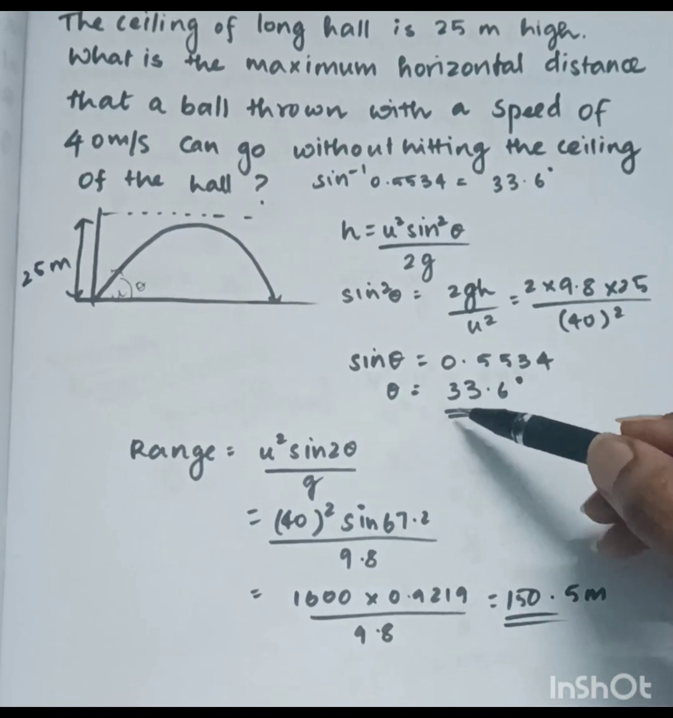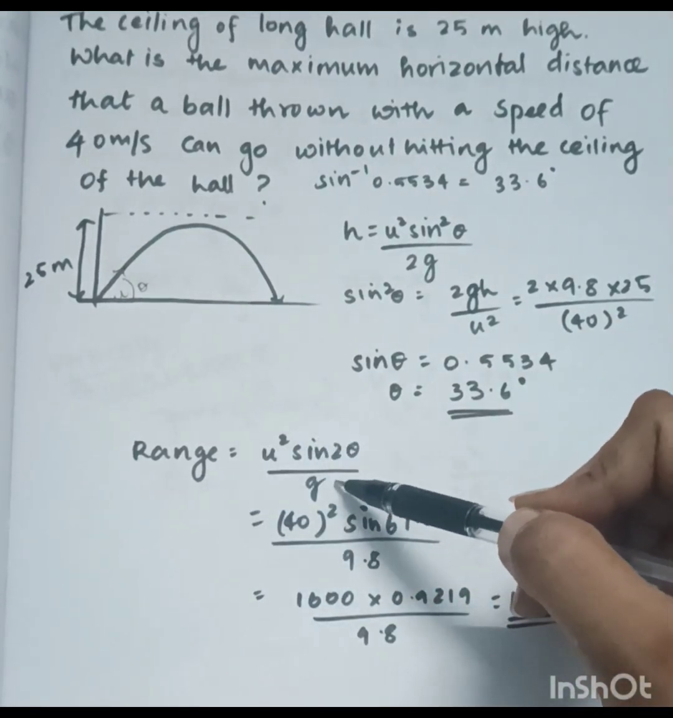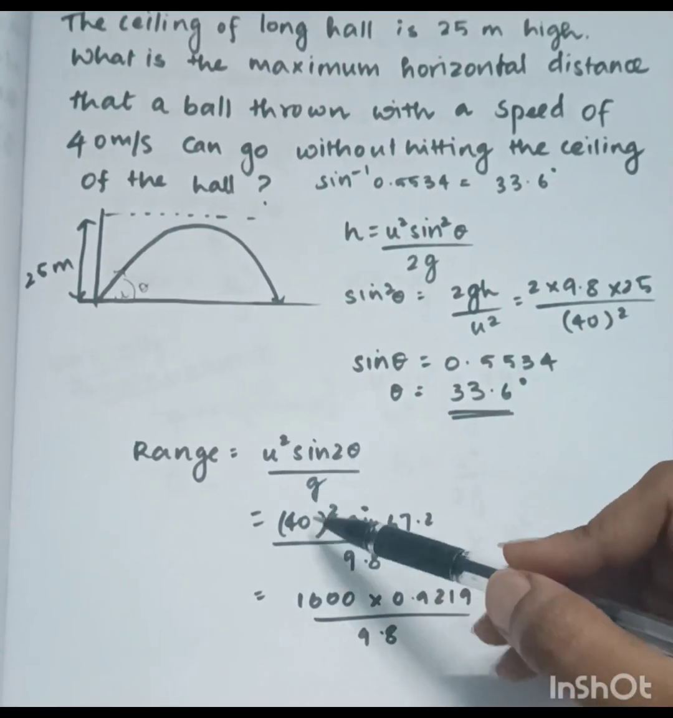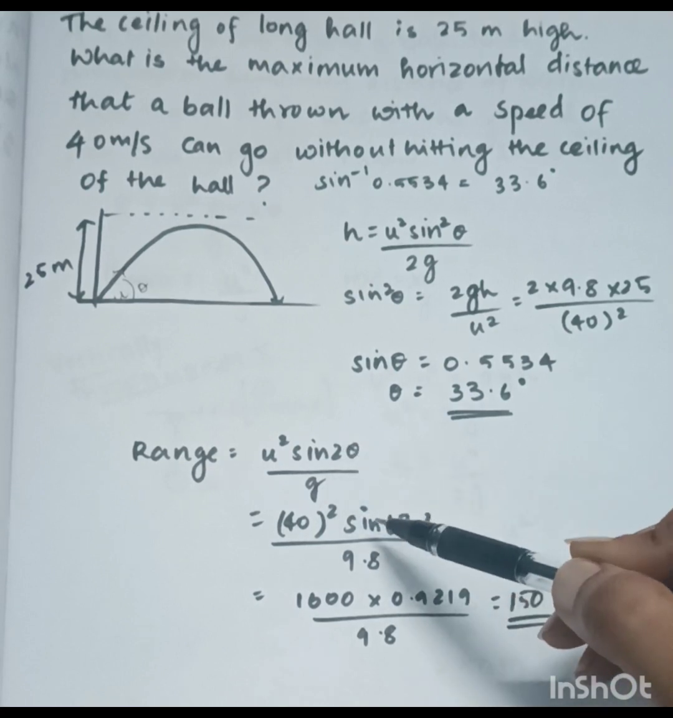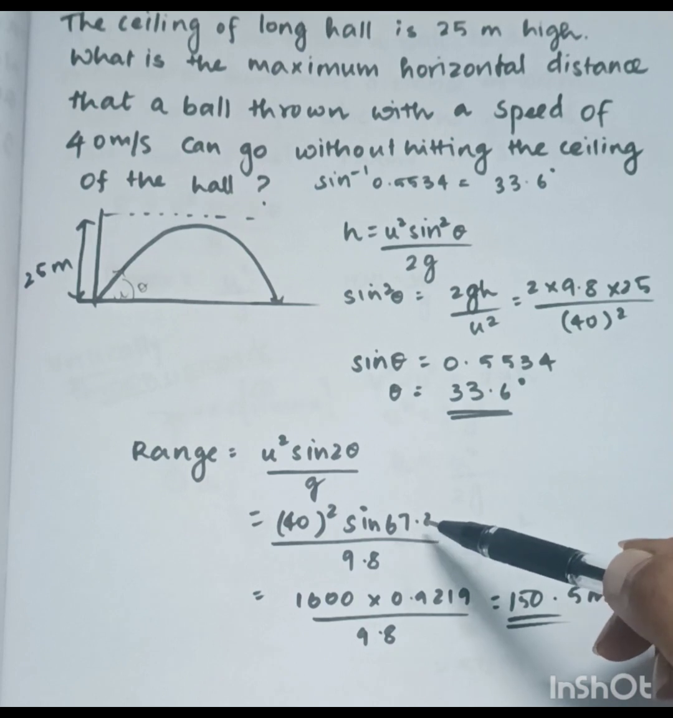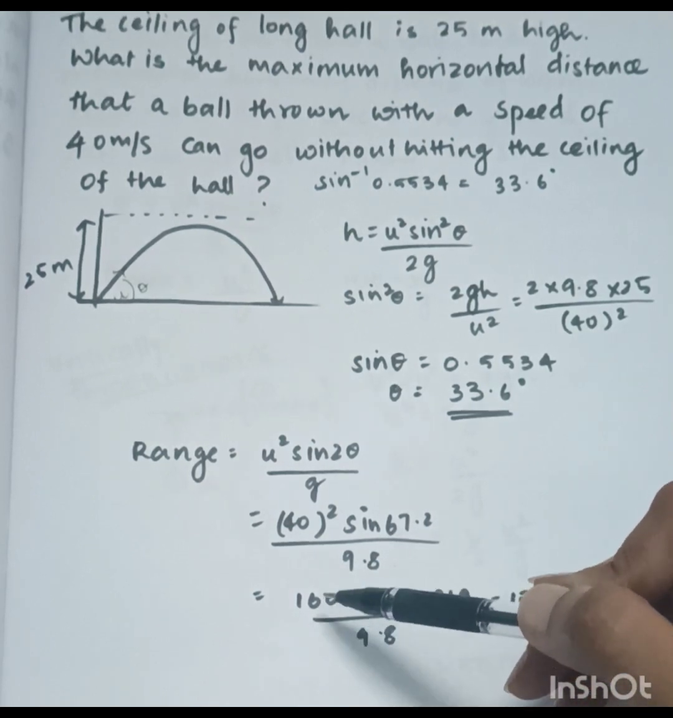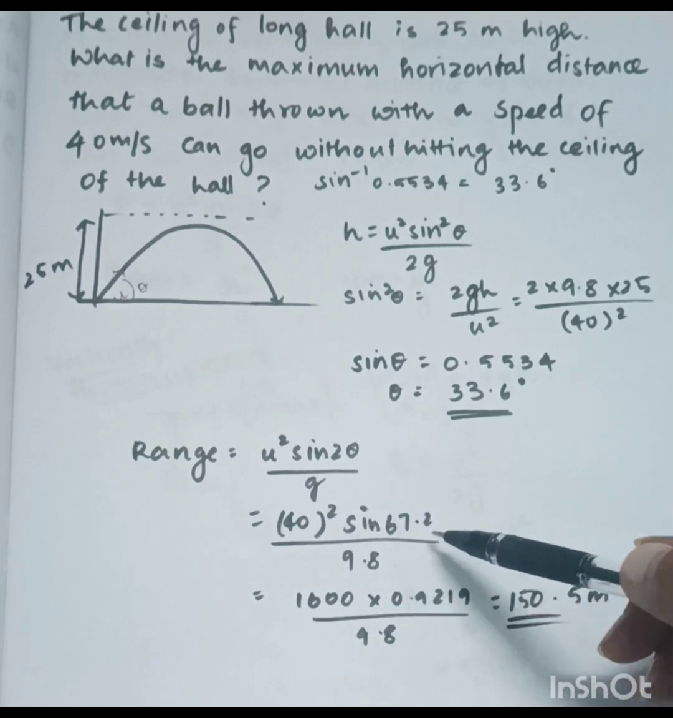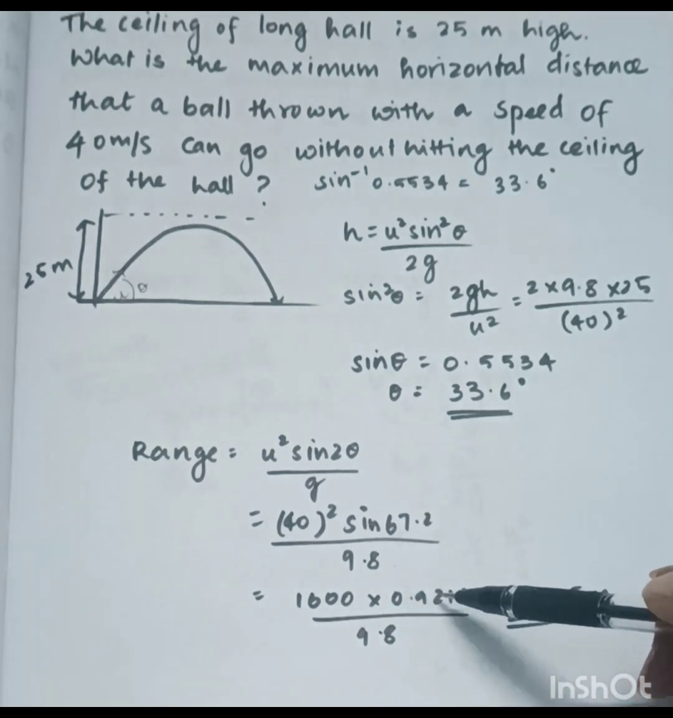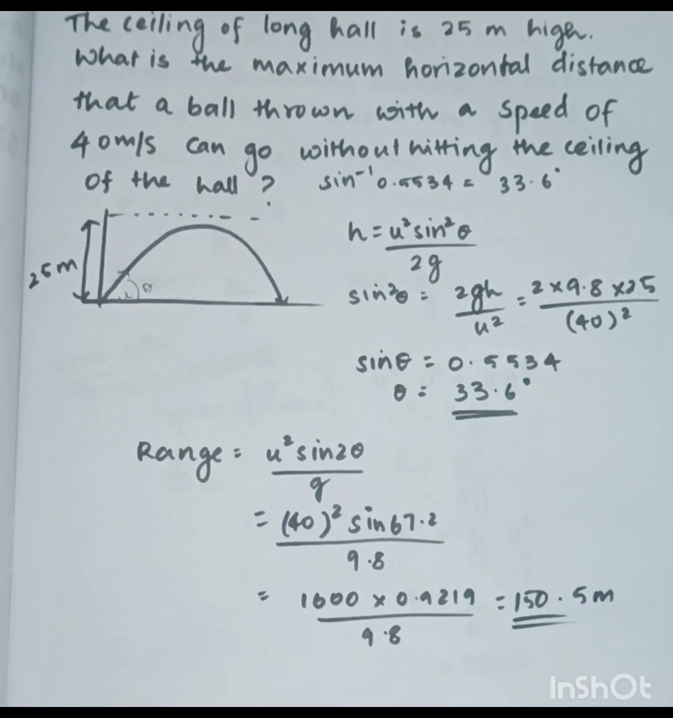Now we have the value of theta. What is the value of range? U square sin 2 theta by g. U square is 40 square. Sin 2 theta means sin of 2 into 33.6, which is 67.2, by 9.8. So we get 1600 into sin 67.2, which is 0.9219, by 9.8. So we obtain the value as 150.5 meter.